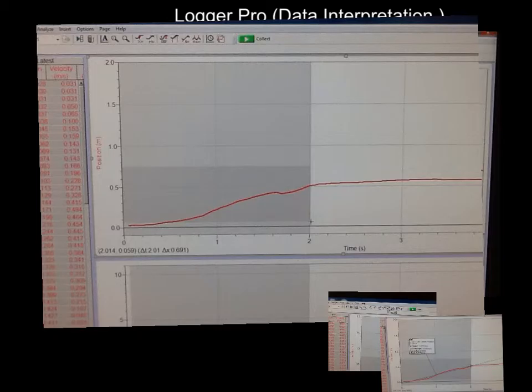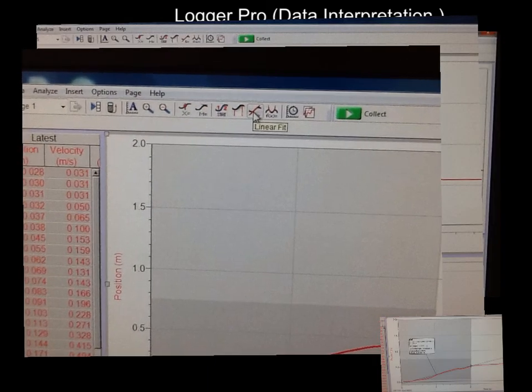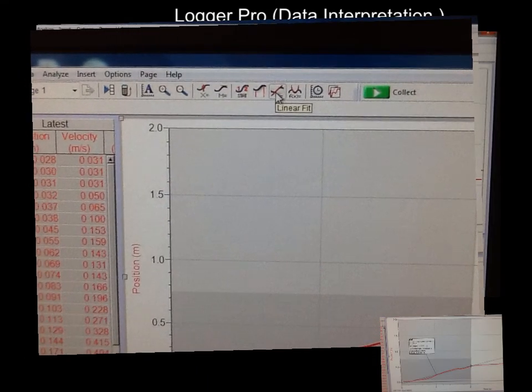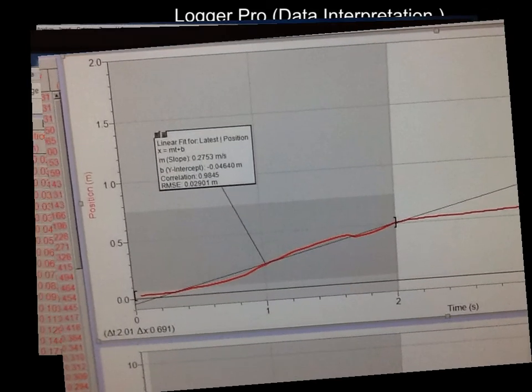And then to actually have Logger Pro take the slope, I would go to the top, where these shortcuts are located, and I would want this icon right here, and as you can see, it pops up and it says Linear Fit. What Logger Pro will do when I click this button is automatically put in a best fit line for the shaded or highlighted region of my graph. And after clicking it, here's what I have.